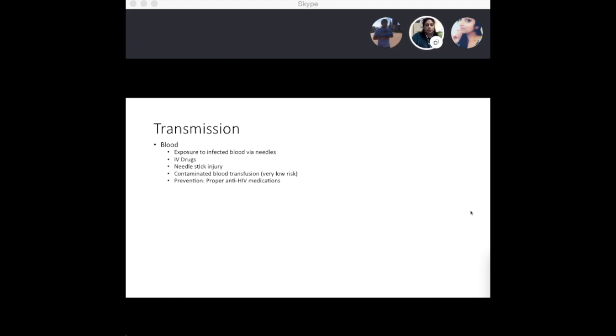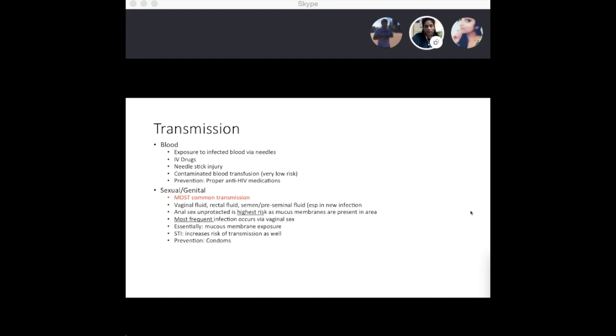So this is going to be exposure to infected blood via needles, most commonly IV drug users, and needle stick injuries in health care settings. Contaminated blood transfusion is really low risk, since our blood is highly regulated at this point. Prevention of this would be proper anti-HIV medications, for example, if you had a needle stick injury at work.